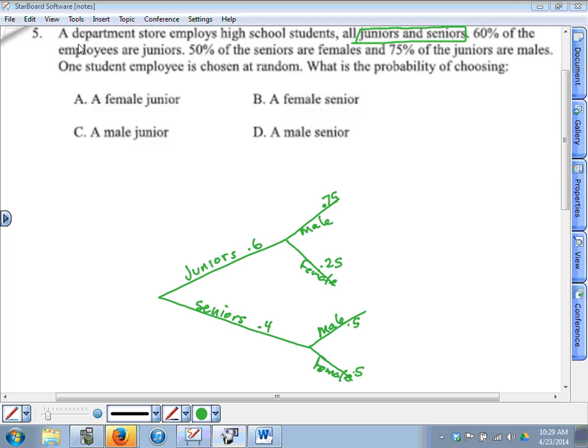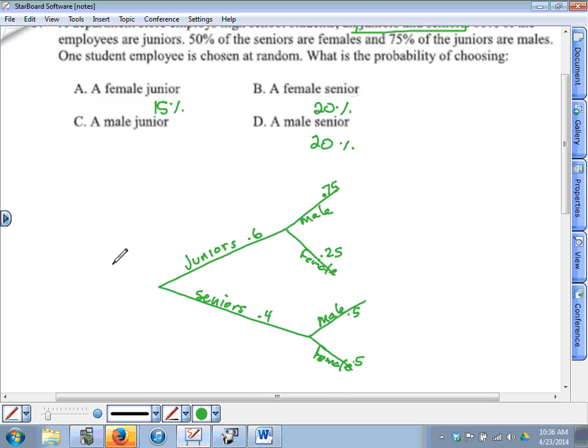Give it a try. What do we get for part A? You got 15% over here. What about over here? 15%. We got a 15. 15%. Junior, that's 0.25 multiplied by 0.6. I'll take 15%. What about for part B? 20? D is also 20%. A male junior.